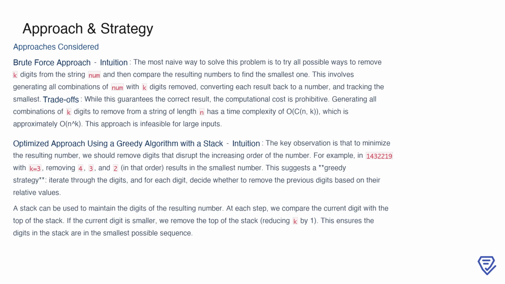To address this, we can turn to an optimized approach, a greedy algorithm that uses a stack. The key insight here is that the smallest number is achieved by removing digits that disrupt the increasing order of the number. For instance, in the number 1432219, if we need to remove 3 digits, removing 4, 3, and 2 in that order leaves us with the smallest possible result. The greedy strategy involves iterating through the digits and using a stack to dynamically build the smallest sequence. By comparing the current digit with the top of the stack, we can decide whether to remove the top element, effectively reducing k, to ensure our sequence remains as small as possible.